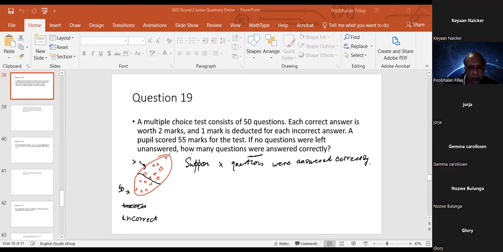Okay, so you got 50 altogether and you got X answered correctly. So there would have been 50 minus X, which were answered incorrectly. Right, now we can calculate the total marks that he got. You know he scored 55 marks, so you got an equation. You can calculate the total marks because there were X which were correct.